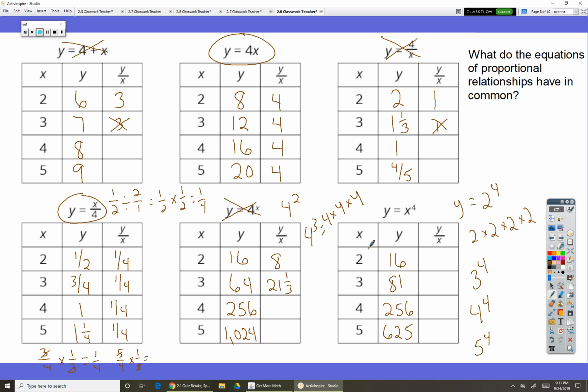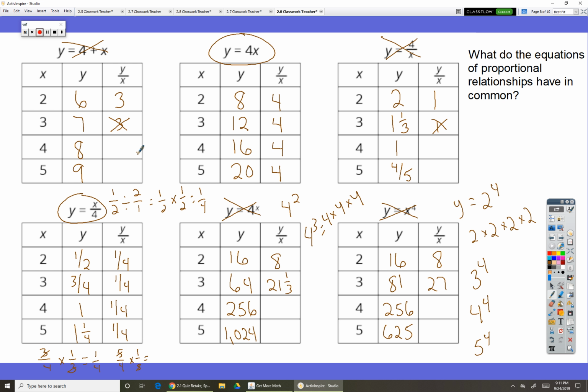So again, if we do 16 divided by 2, we get 8. 81 divided by 3, we get 27. So these numbers are not the same. This is also not a proportional relationship equation. So we only had 2 out of the whole group that were proportional relationship equations.